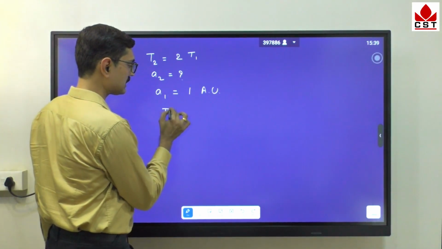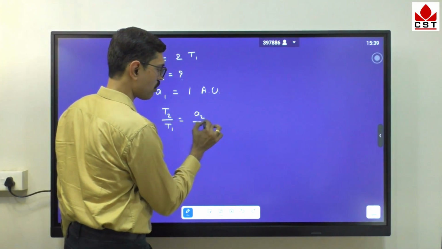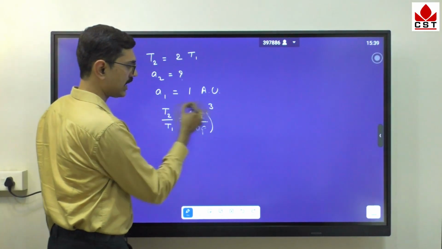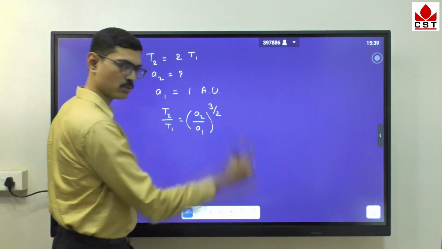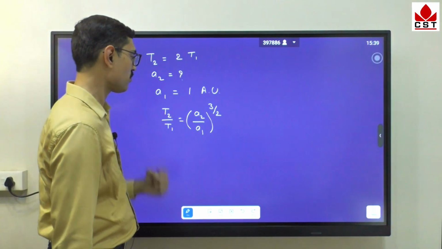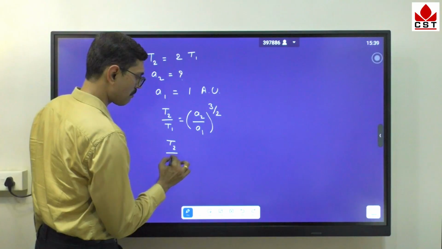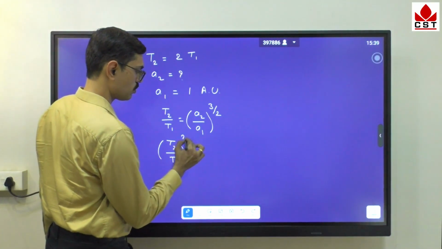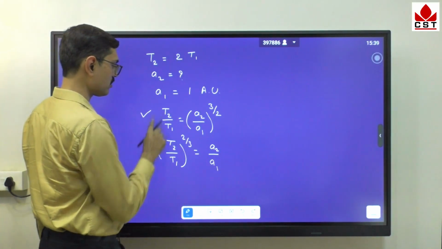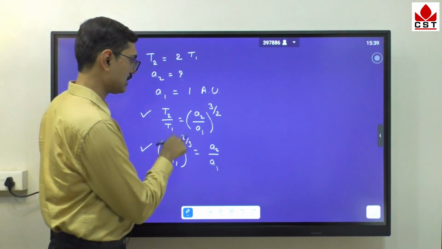We have to use again the same relation. T2 upon T1 is equal to A2 upon A1, and see what happens. We have to take the cube and then the square root. So (A2 upon A1) raised to 3 by 2 is our final formula, or when we shift this power, we will get (T2 upon T1) raised to 2 by 3, which is A2 by A1. So both formulas we have to remember for any different numerical. Then T2 upon T1 raised to 2 by 3.